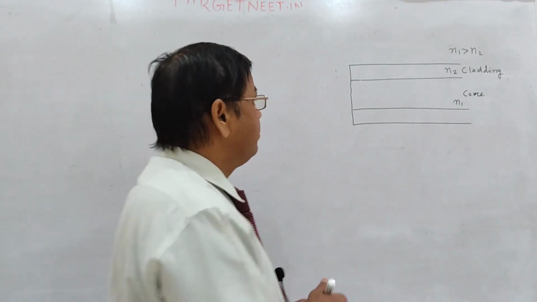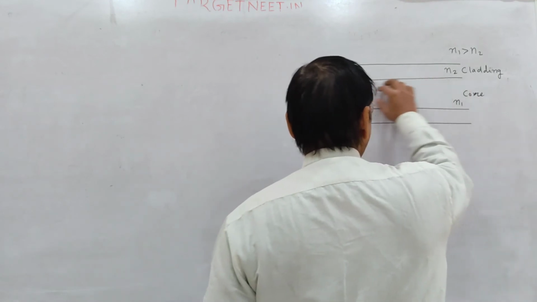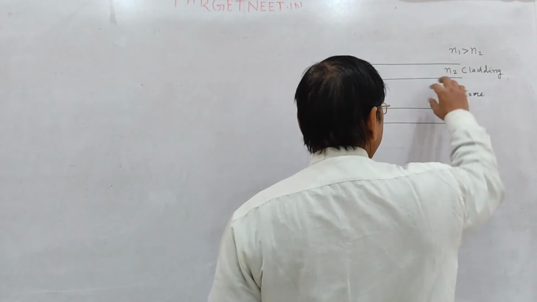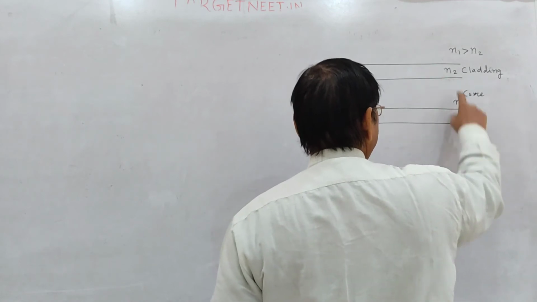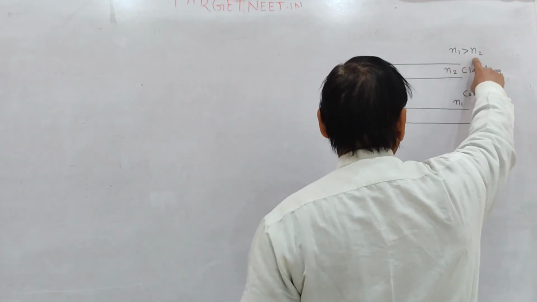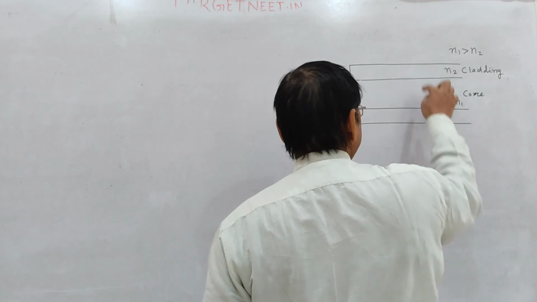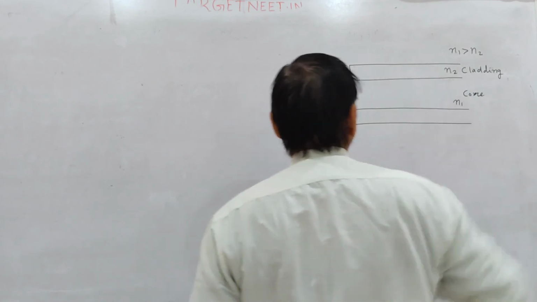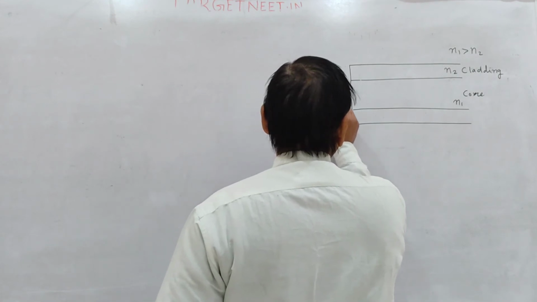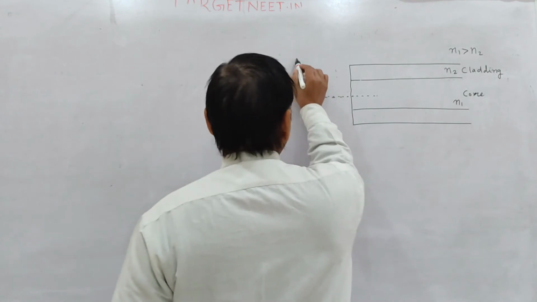Suppose this is an optical fiber in which there is a transparent core and there is also a cladding. The refractive index of the core is N1, the refractive index of the cladding is N2, and N1 is greater than N2, meaning this core has more refractive index as compared to the cladding. Cladding is covering. Now suppose this is the normal and this is air.